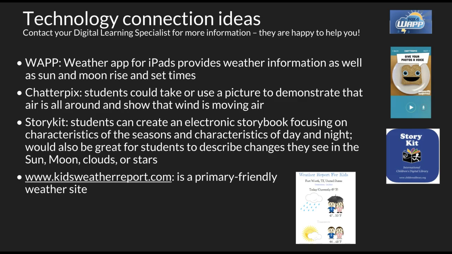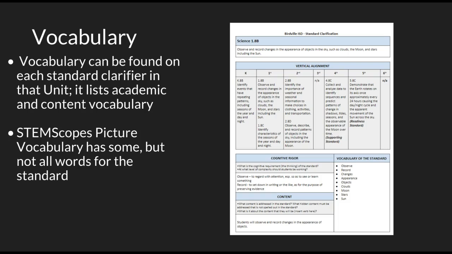Okay, and I just want to round up with a couple of ideas about technology applications if you're looking for expanding that a little bit. If you haven't used kidsweatherreport.com, it's a really great little site. It's friendly for primary students. Doesn't have a whole lot of text, and you can search different weather information from around the world. StoryKit is always great, and ChatterPix is a great connection as well.